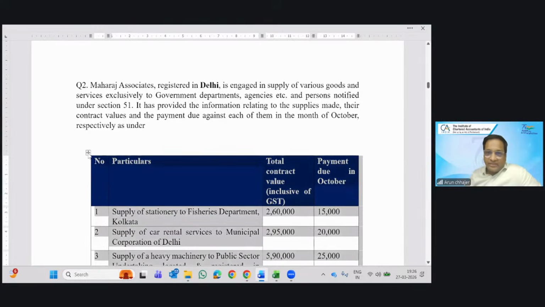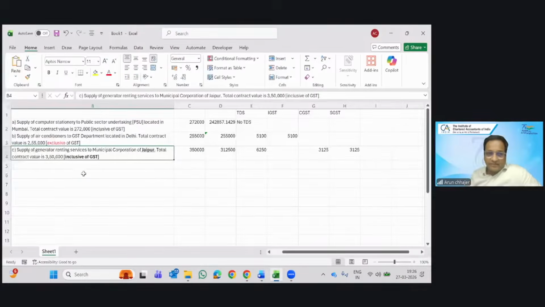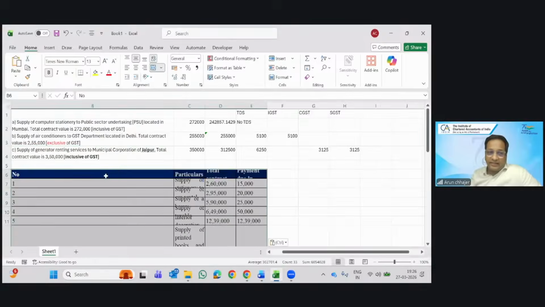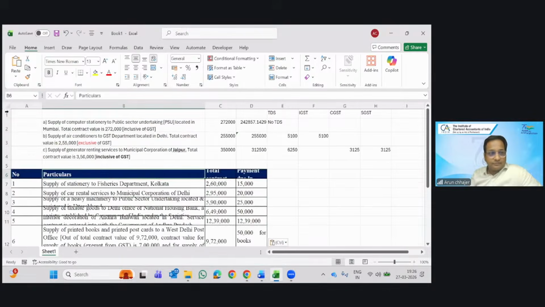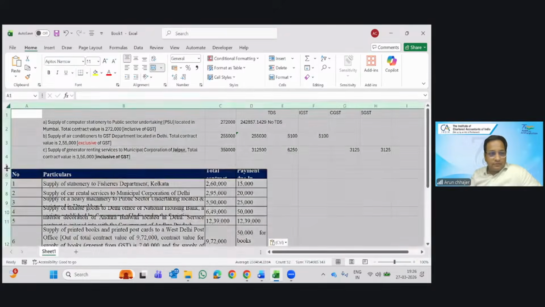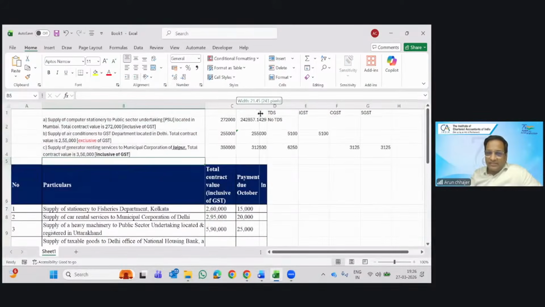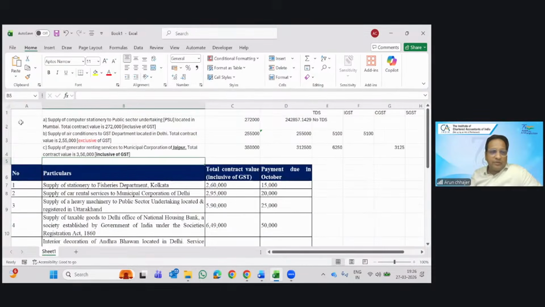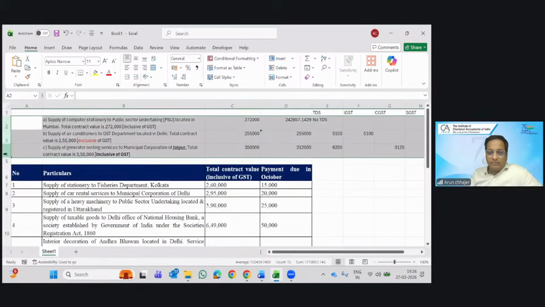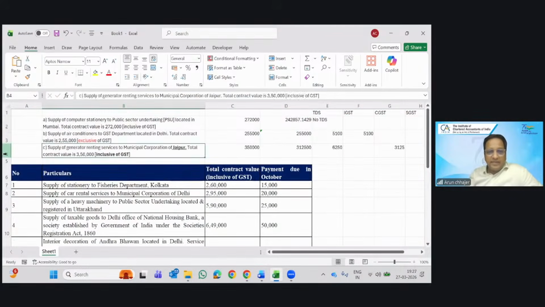Let me copy this into Excel, so it would be easy for us to calculate, correct? It would be easy for us to calculate because it is in Excel. I can easily calculate. So just allow me one minute. Now tell me.